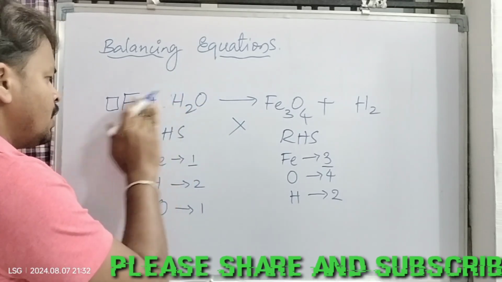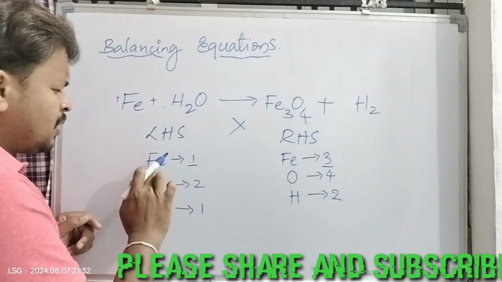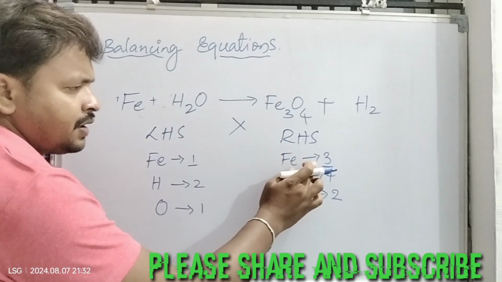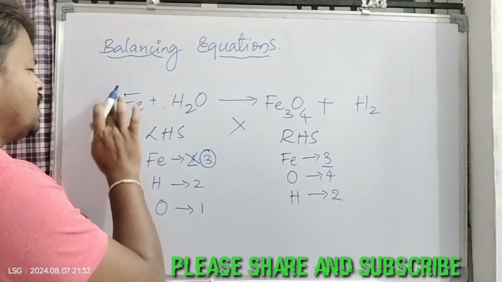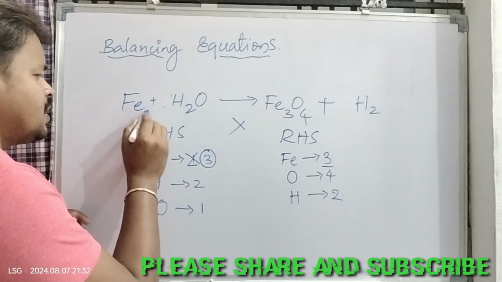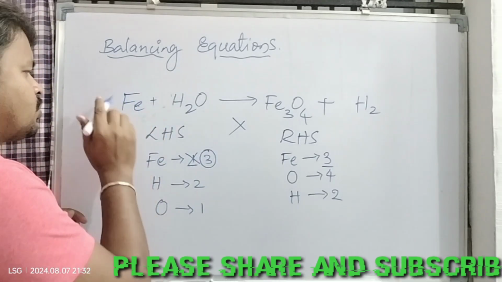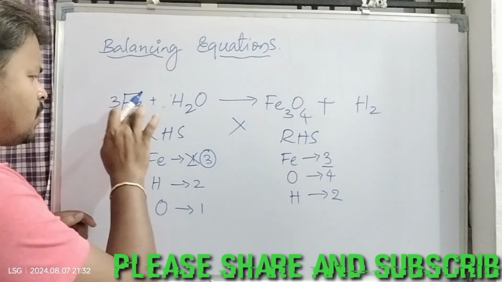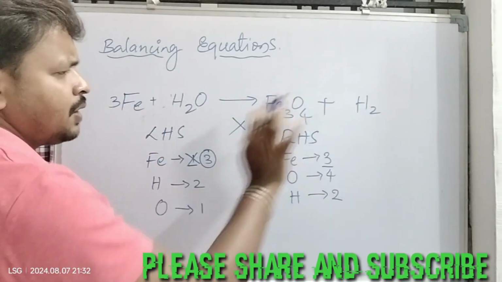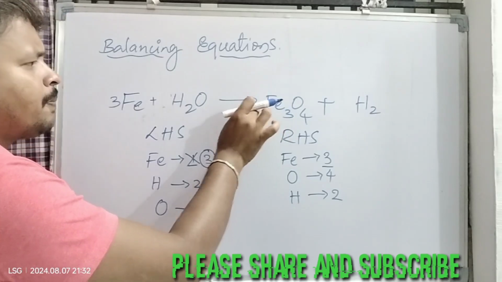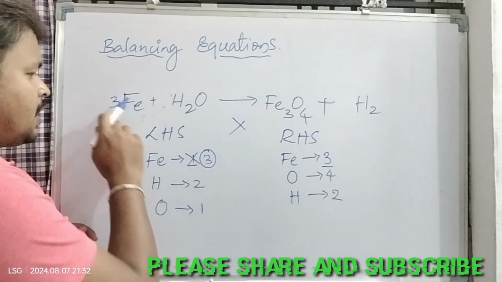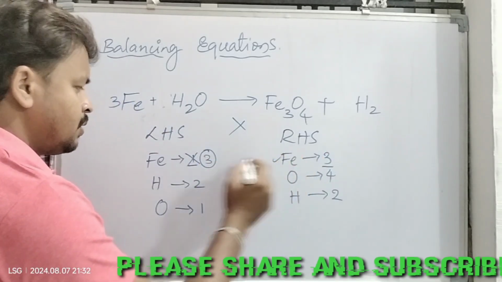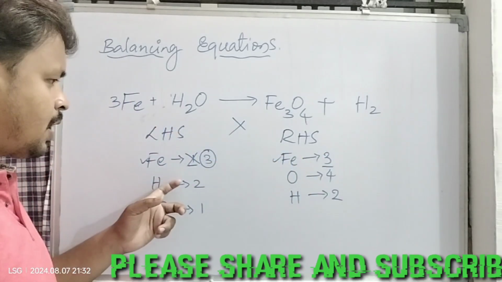Now, on the left hand side 1 iron, on the right hand side 3. It should be made 3. How can we write it? The 3 is not supposed to be written here; it should be written here. You are not supposed to write anywhere else. Before the compound or before the element, the number should be written. Now see, iron became 3. Iron is balanced. Now we look at the hydrogen.